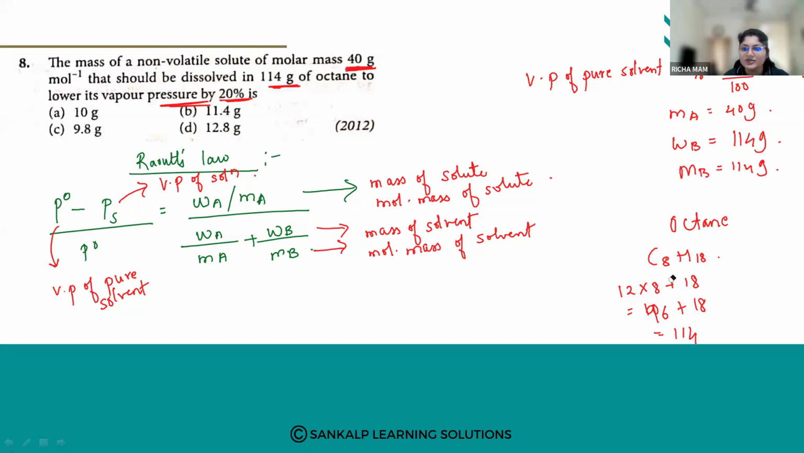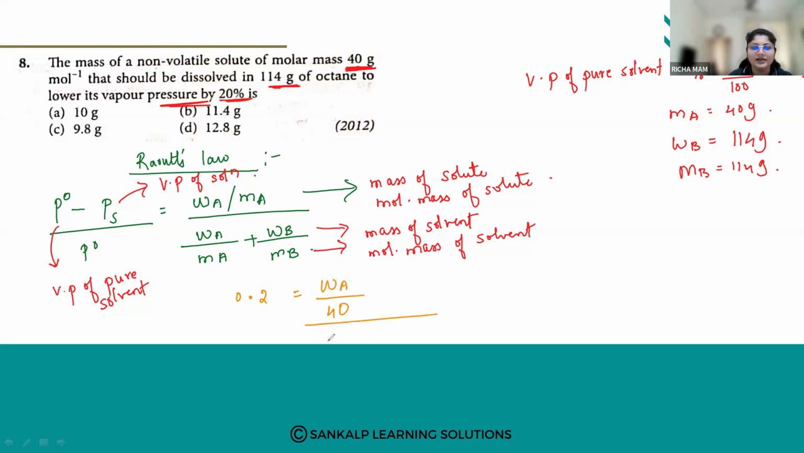Okay, now let us put these values in the formula. P naught is 0.2. P naught minus PS by PS, this is your vapor pressure of the solution, is given. So 0.2 is equal to WA, we don't know, divided by molecular mass 40, divided by WA by 40 plus 114 by 114. Now that is equal to WA by 40 into 1, so this becomes WA plus 40 divided by 40.